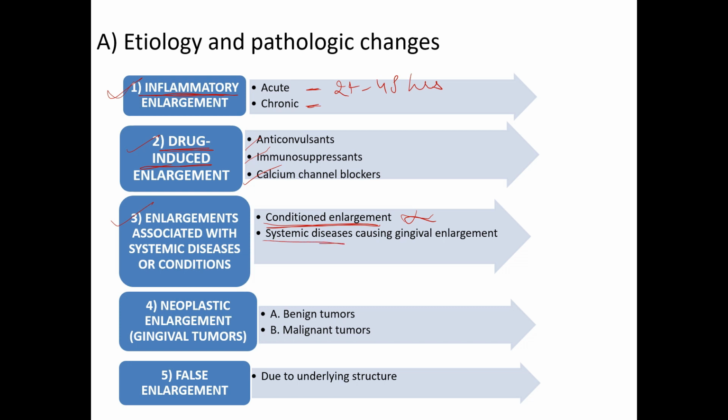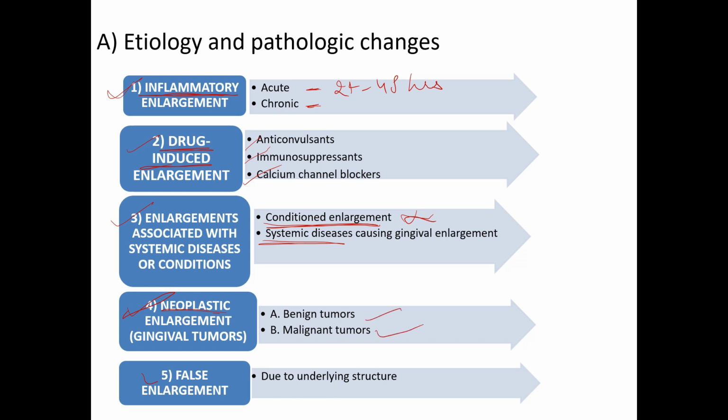Second is systemic diseases causing gingival enlargement. Now there are certain diseases which directly cause the gingival enlargement, like leukemia, granulomatous diseases, etc. Fourth is neoplastic enlargement. As the name suggests, it is associated with the tumors, fibroma, papilloma, etc. Again, it is of two kinds, benign and malignant.